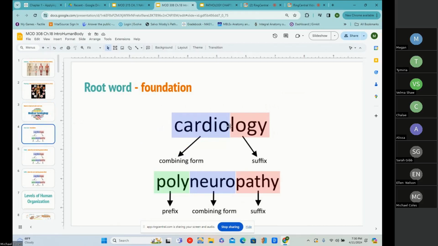So in order to make a word, you need to have different parts of the word. So the actual root word, and then you're going to have the prefix on the beginning to describe it, and then a suffix at the end to describe it as well. So kind of having two descriptors in one main word, right? So cardio meaning heart, logy meaning the study of, so the study of the heart.